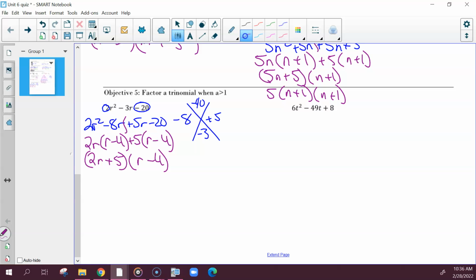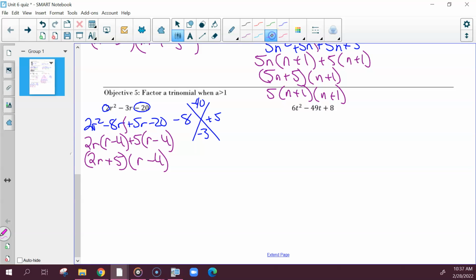If it does have a GCF, make sure you divide that out and keep it all the way through. Don't lose it, otherwise it changes the answer. Before we do the last one, do we have any questions on this or that process? Need more than that, let me know.